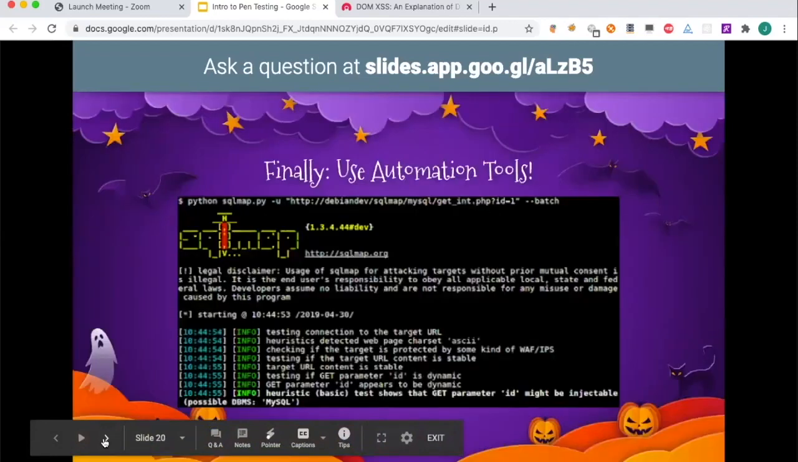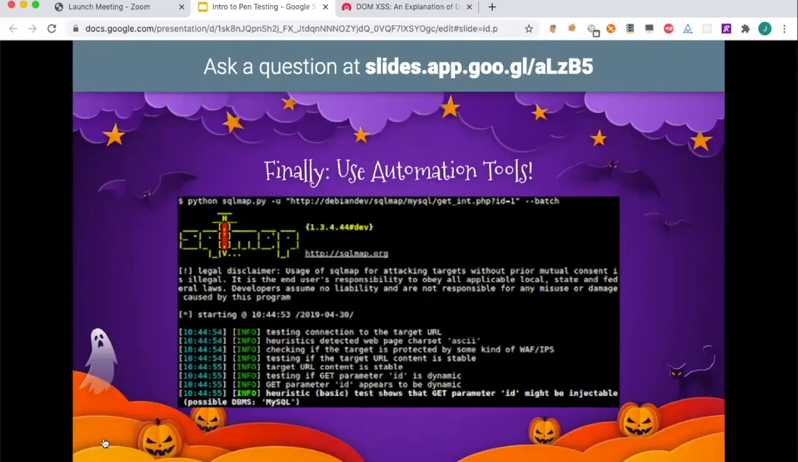And finally, similar to cross-site scripting, you use automation tools at the last portion. Once you've considered a payload manually and you've proven that you can do SQL injection or you can do cross-site scripting, use an automated tool to make your life a little bit easier. This one is SQL Map, so feel free to look at that.